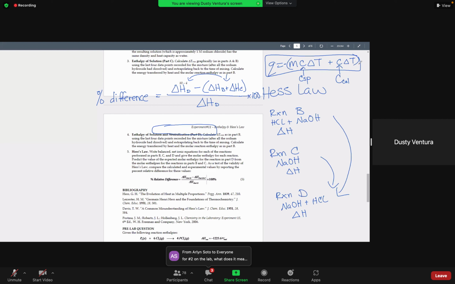Converting to molar enthalpy means take your Q value and divide by moles of limiting reagent. And that makes it molar enthalpy. So whatever your Q value is, divide by moles of the limiting reagent. Now I'll tell you that the moles of the limiting reagent are 0.050 for all three reactions. That's not 100% true, but I don't have time to explain the details of how it's not 100% true.